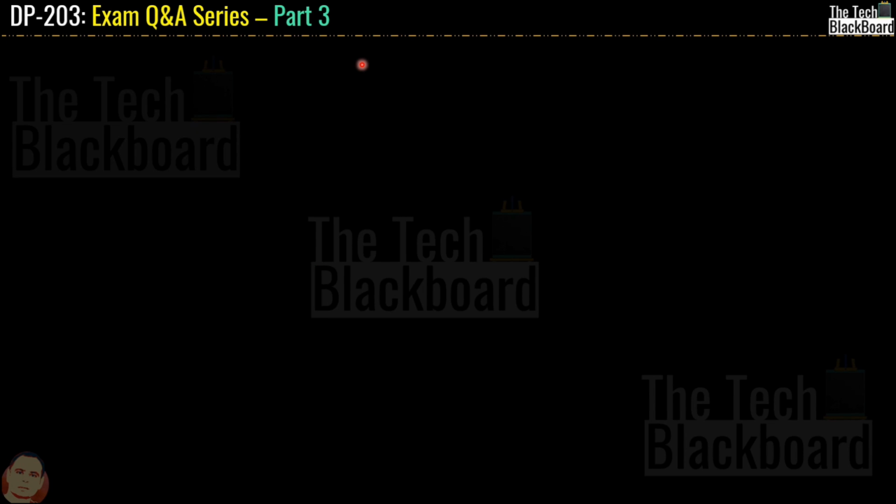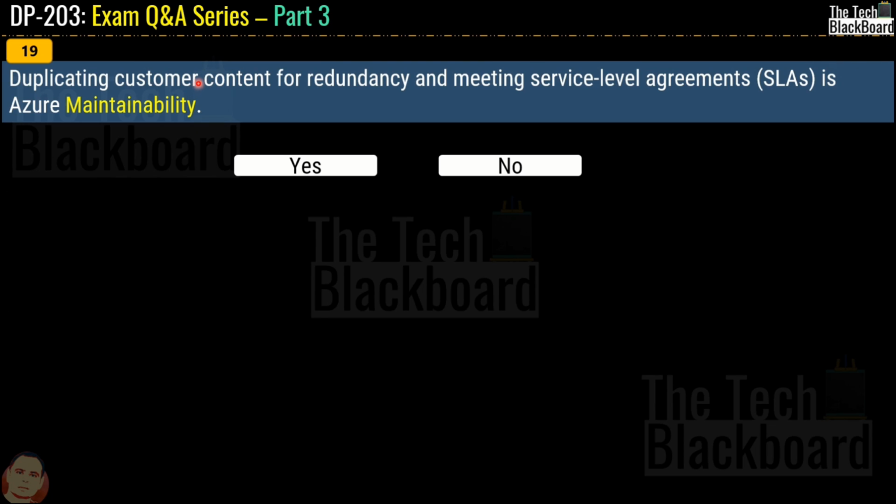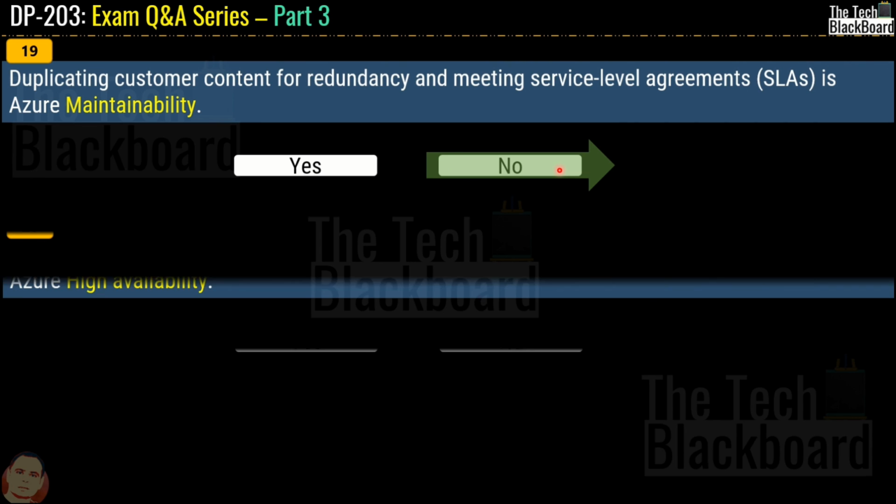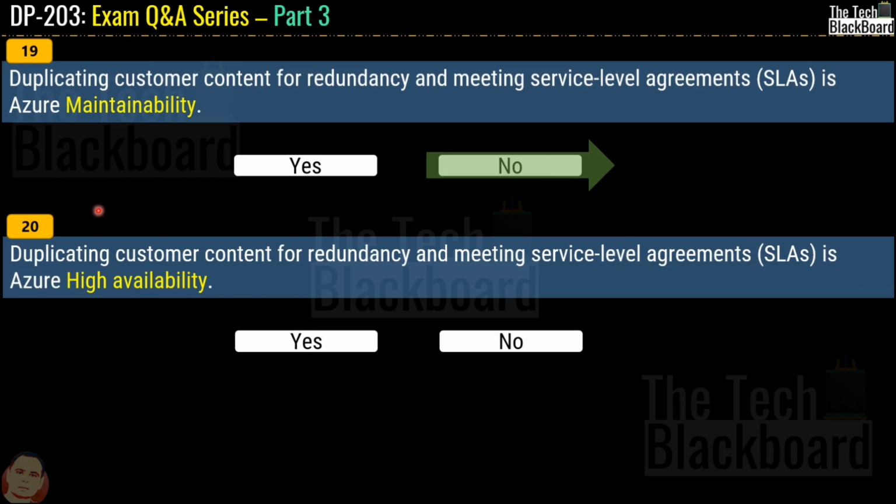Now let's move on with question number 19, which is a yes/no kind of question. The question says that duplicating customer content for redundancy and meeting service level agreements, or SLA, is Azure maintainability. And you have to tell whether it's a correct or an incorrect statement. The correct answer for this one is that it is an incorrect statement. So let me also give you the correct version of this statement. And that is revealed in question number 20, which says that duplicating customer content for redundancy and meeting service level agreements is Azure high availability. And yes, this is a correct statement.